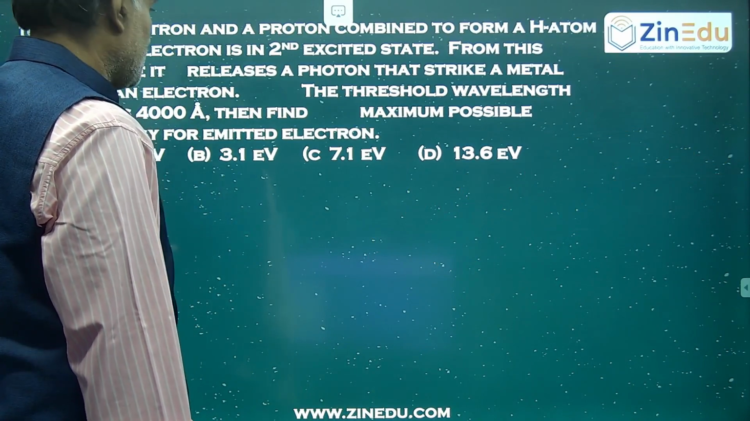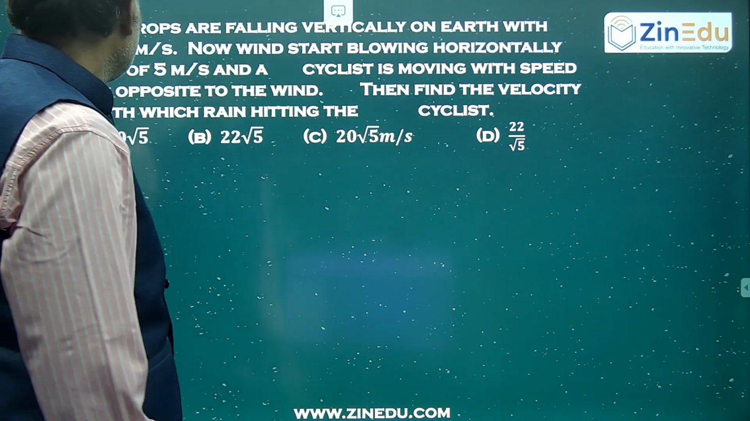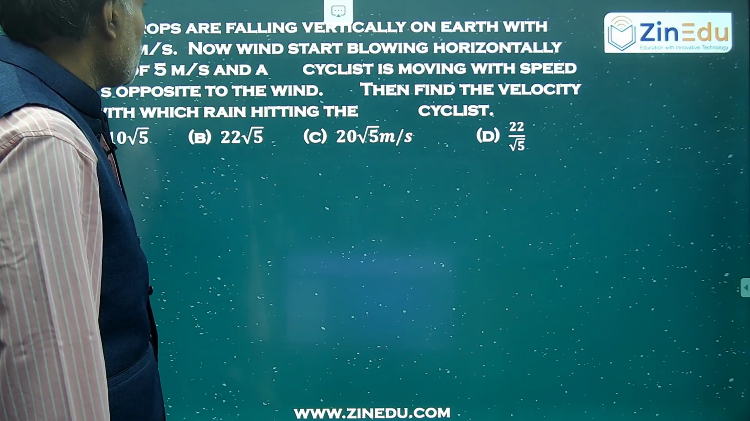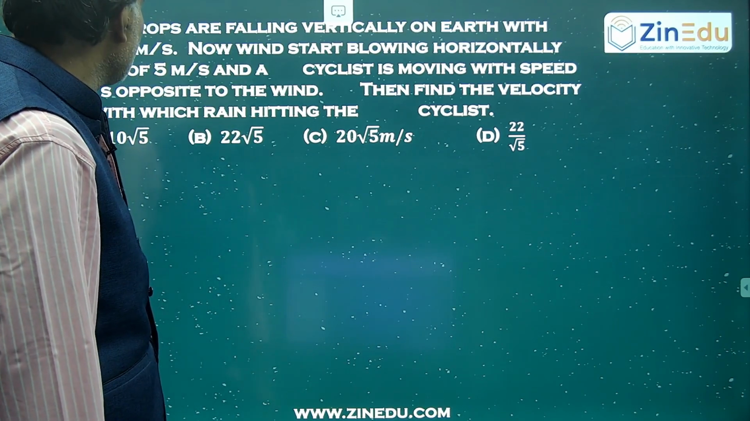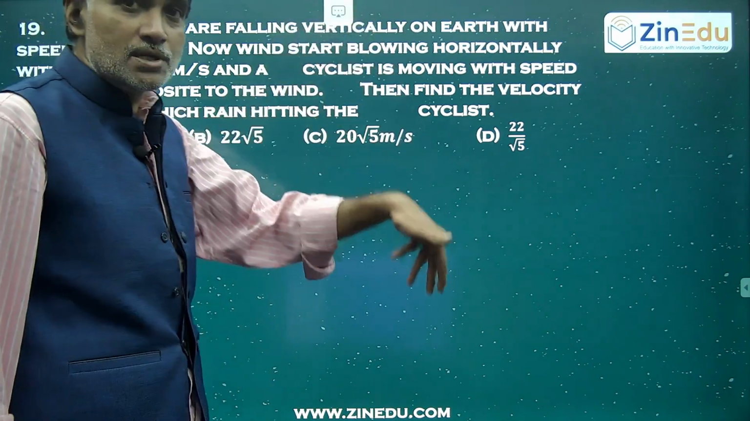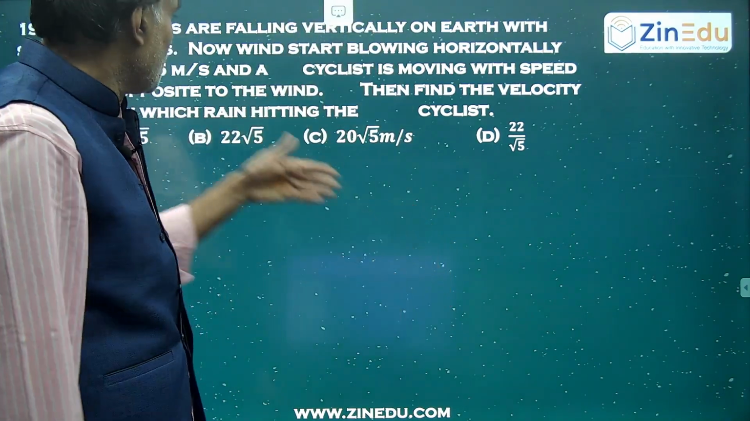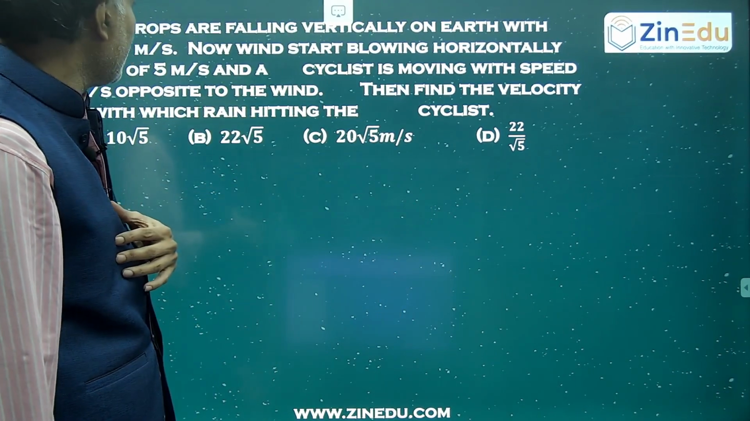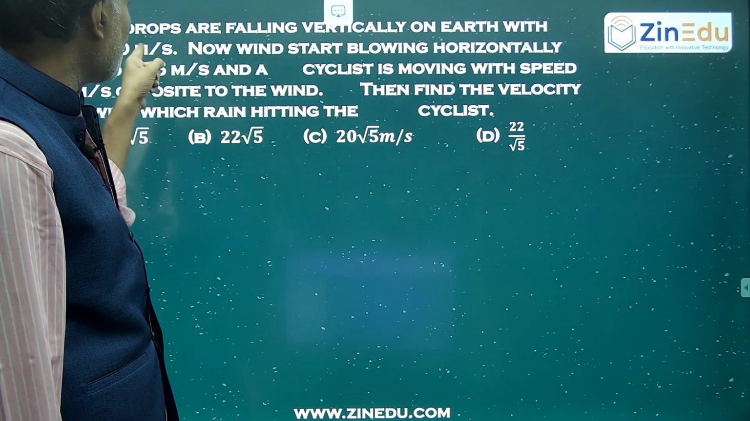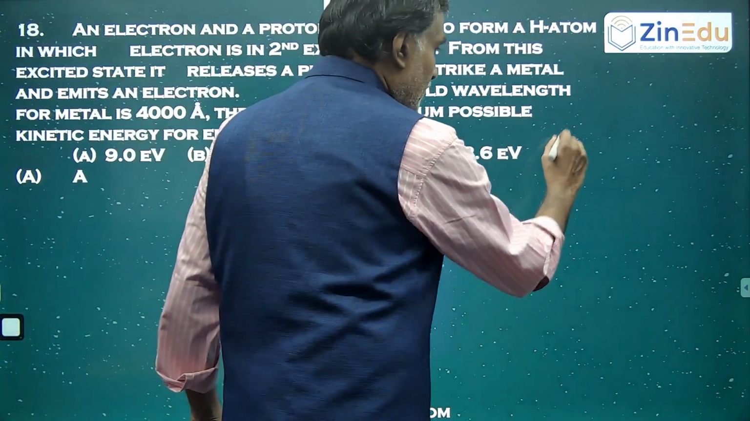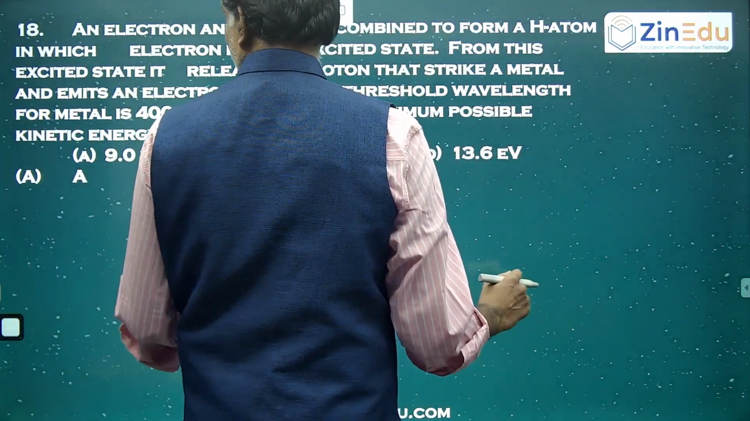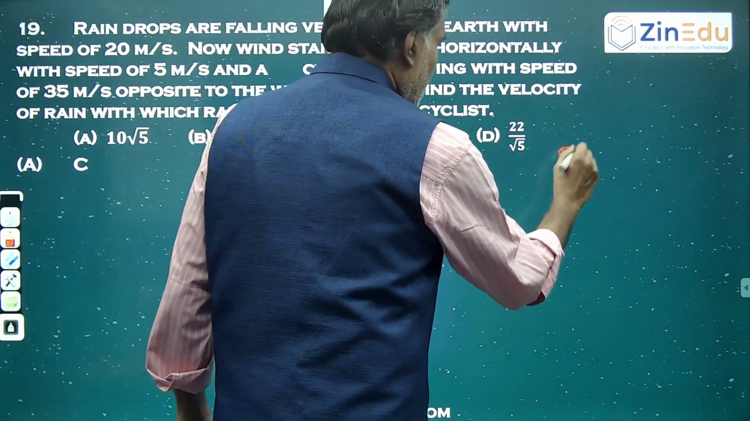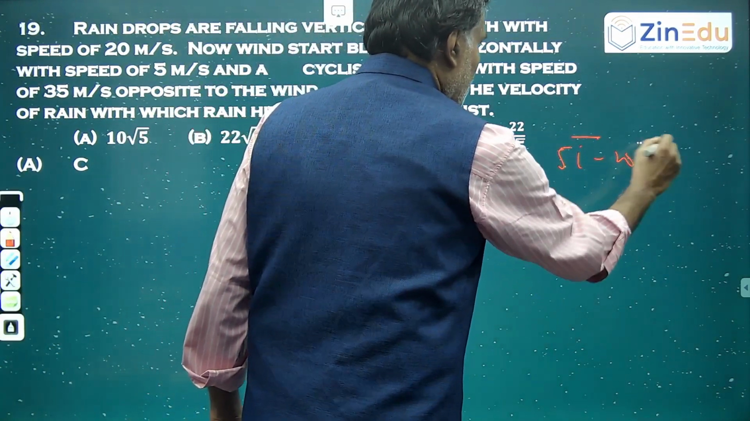Question 19. Raindrops are falling vertically at 20 meters per second. Now wind started blowing horizontally with a speed of 5 meters per second. Vertically downwards is the negative y-axis if I assume, and horizontal is the x-axis. What is the absolute velocity of the raindrops now? 5 i bar minus 20 j bar meters per second. That is the velocity of rain.